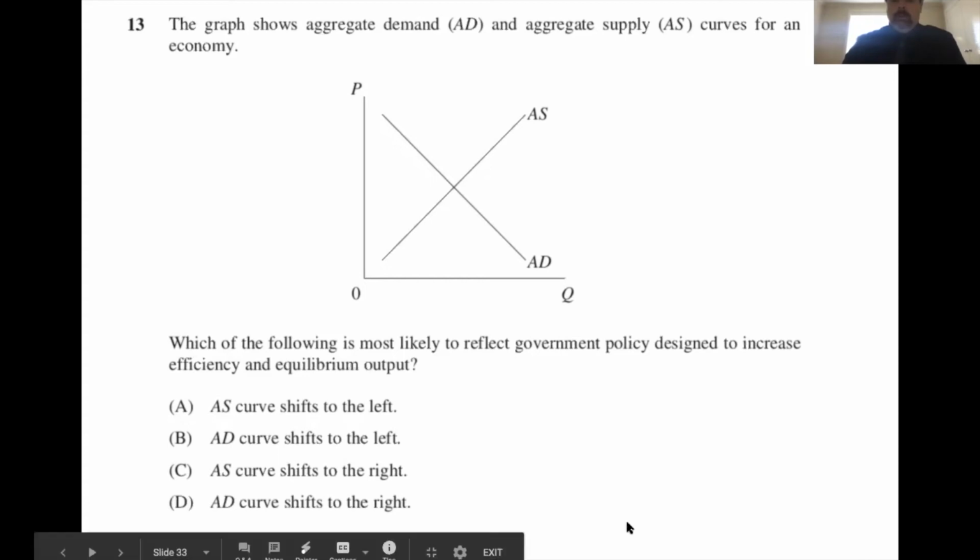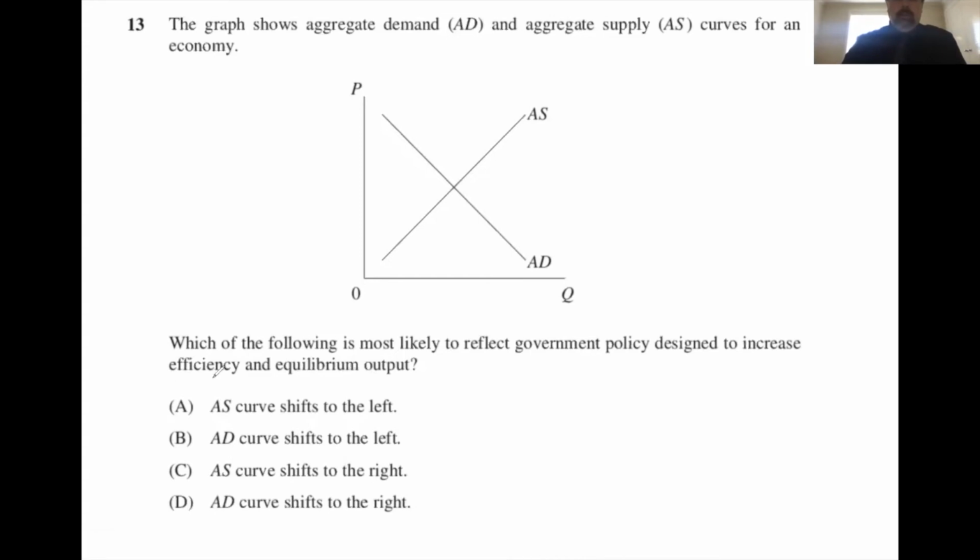So I'll just get the cursor again. So looking at that particular question, you need to make a decision about efficiency. Now, in your study, you would say that efficiency is supply side economics. So we're looking at a movement in the supply curve. And just be careful because it says equilibrium output. So we're looking at this axis here.